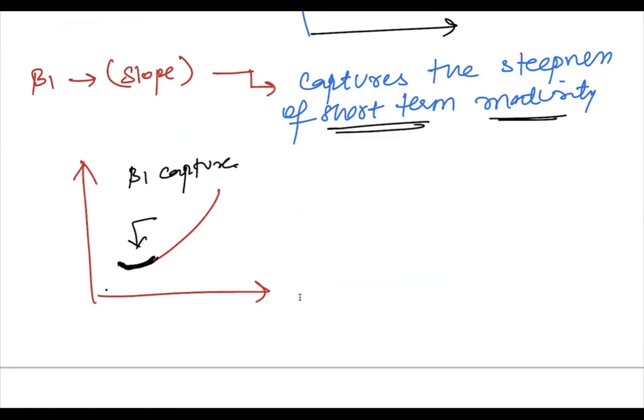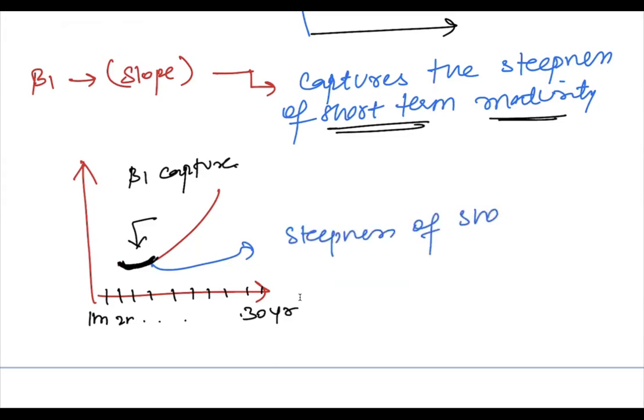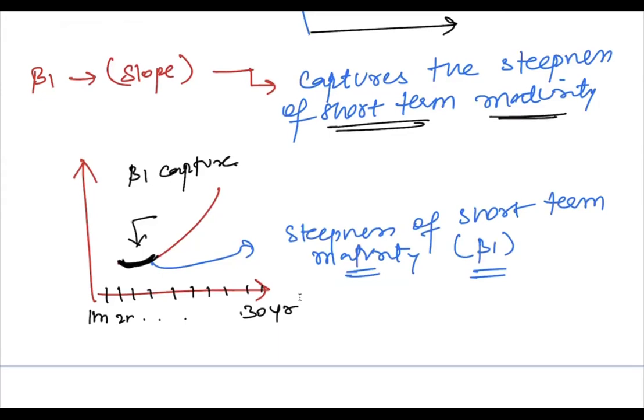If you see any yield curve, it will have 1 month, 2 month, and so on up till 30 year. So whatever steepness you see in short-term maturity is what is captured by beta 1. I hope you understand this. And in the end, I'll give you a very simple live example so that you can understand all the parameters at once. So this was beta 1.